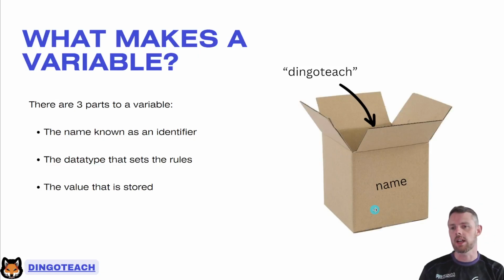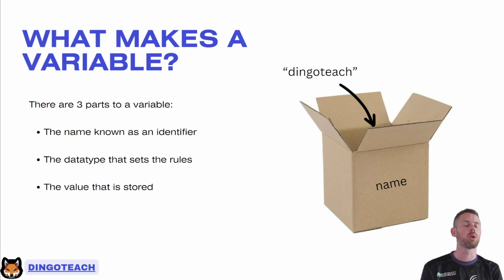If we jump to the next slide, I want to quickly talk about the different components that make up a variable. Coming back to that cardboard box analogy, and we'll jump into Python in a second to start making some variables, there are 3 bits that make up a variable. There is its name, also known as its identifier. There is its data type, which is essentially the rules for your variable, and the value you are storing.